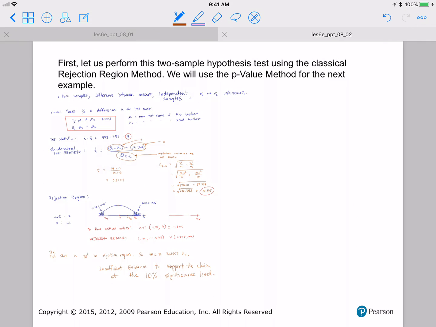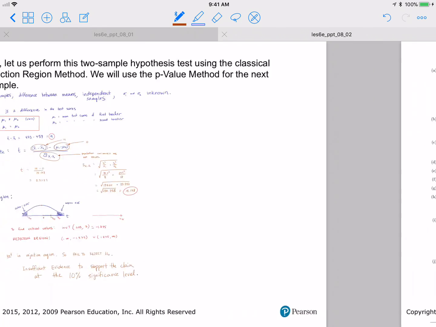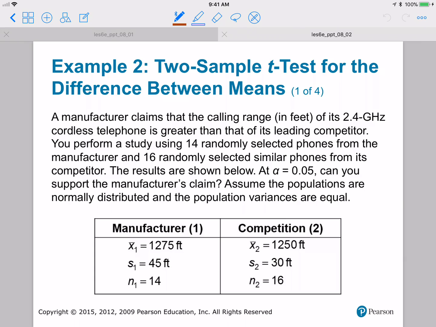All right. Okay, so we won't need this form. It's got the same information here, and the picture is a bit better than my picture down here for the rejection region. And so now let's look at example 2. Take a moment to read it over.